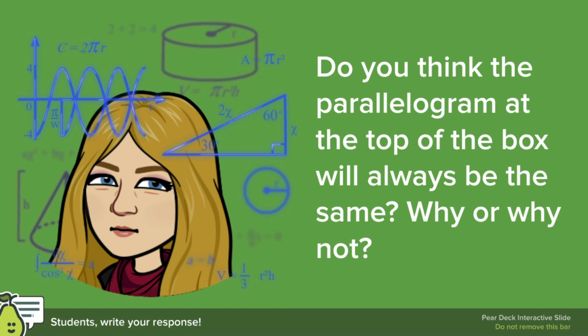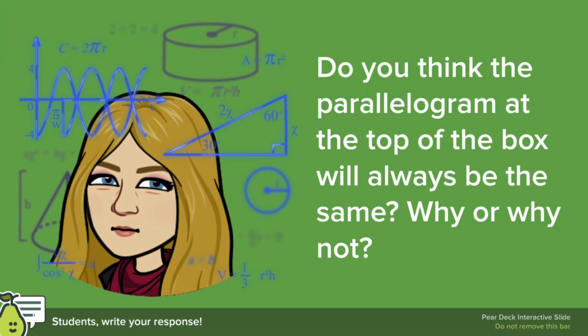So I'm wondering if you think that the parallelogram at the top of the box is always going to be the same, and why or why not. We talked about this a little bit with the cylinder, but I want to see if you can figure it out. Realistically, the parallelogram is going to change depending on how close you are to the box, or how tall you are, how straight you're sitting in your chair. All of that matters. I'm not saying that you have to have perfect posture. What I'm saying is that you really have to look at the box to be able to draw the parallelogram that you're seeing on the top of the box.